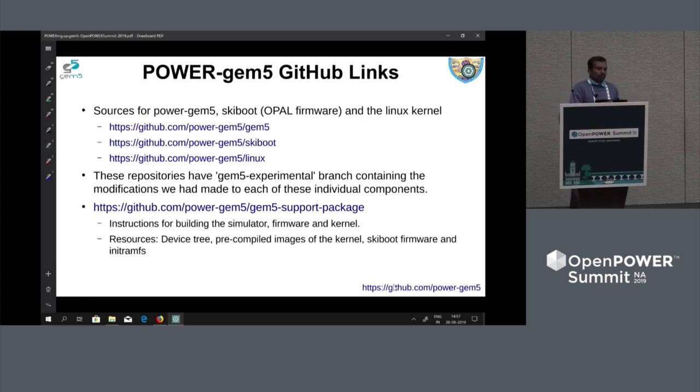All of the code that we've been working on is on GitHub now, under the family power-gem5. The modified gem5 code that contains the PowerPC models is in the first link. The second link is the OPAL firmware, again modified for this gem5, and the Linux kernel version that works with this gem5. All of these are now uploaded, and we're also in the process of upstreaming all of this into the original gem5 project.